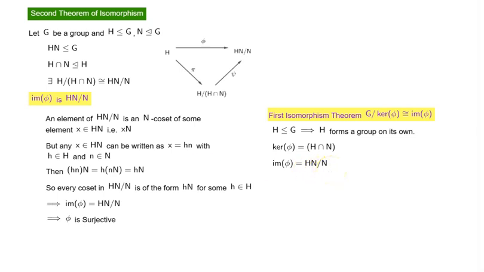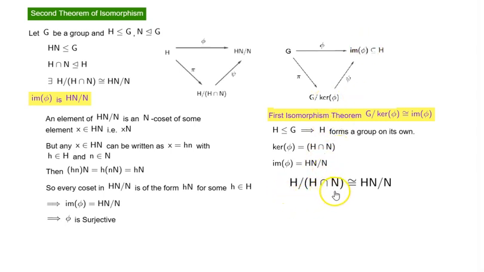So let's bring in that diagram again of the first isomorphism theorem. So H forms a group. Image of phi is HN by N. Kernel of phi is equal to H intersection N. So that means this quotient group exists, H by H intersection N. So we can say by doing the necessary substitutions that H by H intersection N quotient group is isomorphic to HN by N quotient group.